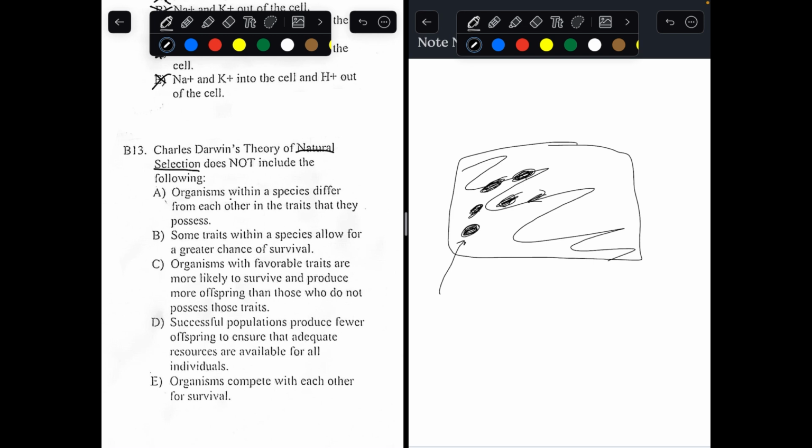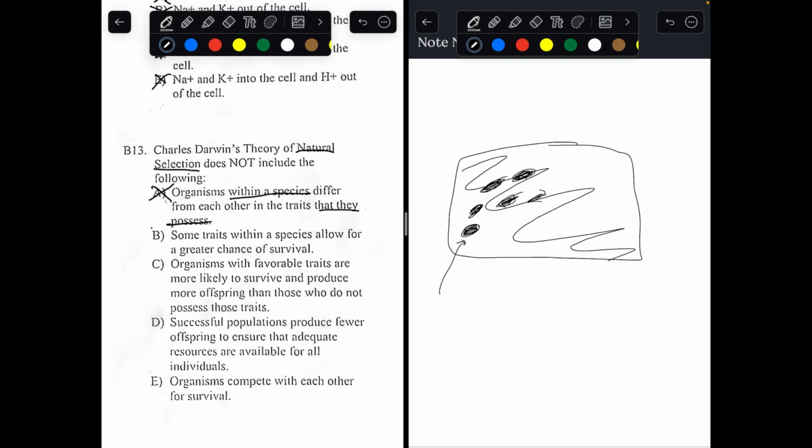A. Organisms within a species differ from each other in the traits that they possess. That's not false, because it is relatively true: within a species they differ from each other. In my example, we had light color mice and dark color mice. They're both mice, but they can differ from each other in the traits that they possess, and that is what leads to natural selection, actually. So A is true, so it's not the right answer.